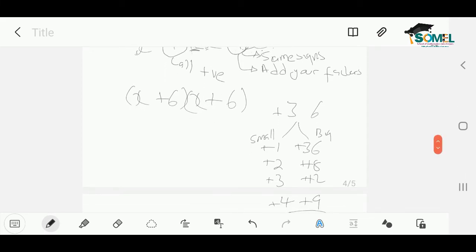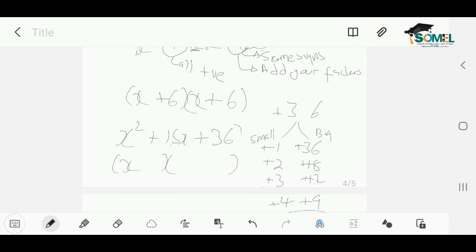So let's say perhaps you had something like this: x squared plus 15x, then plus 36. It's still the same thing, because we're still working with 36. We're going to use these factors, all are positive, same signs, and you add your factors. Now you're going to look for factors that when you add them, you get 15. So it's 3 and 12, because 3 and 12, when you add them, you get 15, which is the middle term.